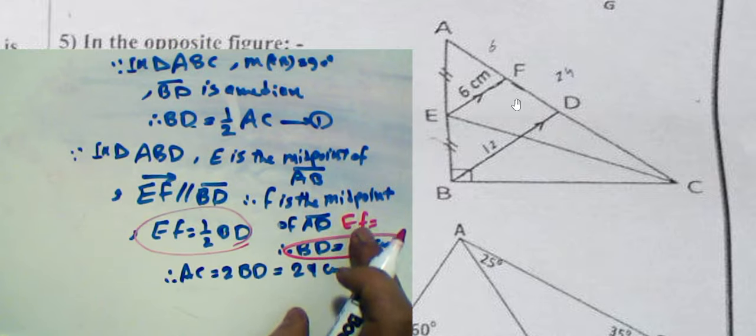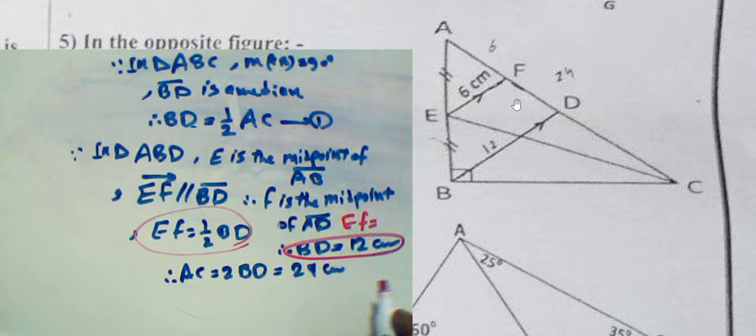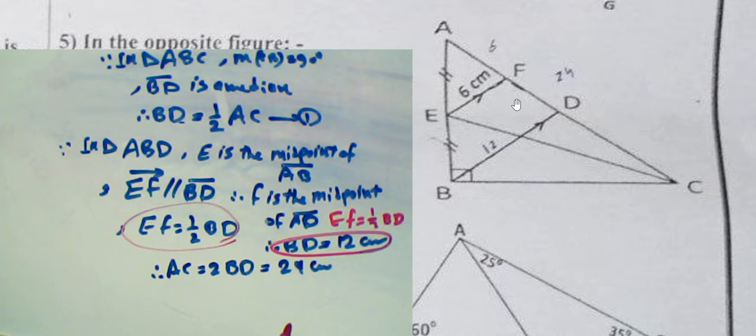Okay. Then EF is half of BD. I know EF is half of BD, and BD is 12. He wants EF. Look here. ED is half of AC.